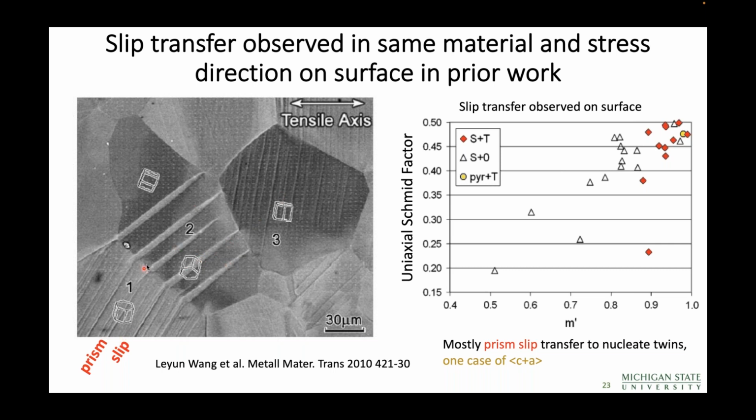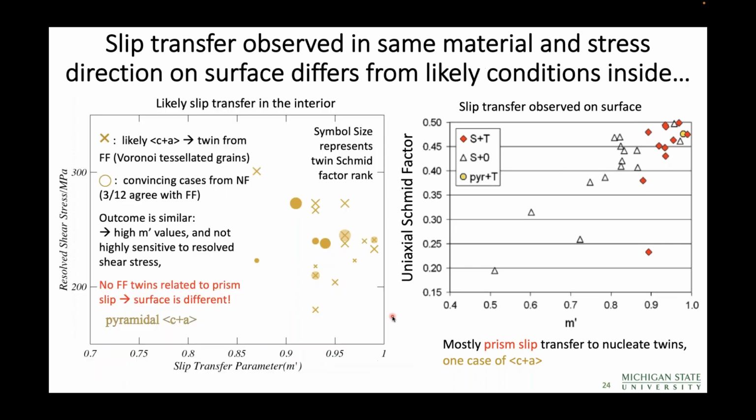This is prism slip kicking twins into action in a neighboring grain. And what we found is that if we used uniaxial Schmid factor, because that's all we have to go with, as well as M prime, we see evidence of slip transfer occurring when M prime is high and when the Schmid factor is high. And we saw mostly prism slip kicking twins into action and only one instance of C+A slip kicking twins into action. So that's really different from what we are observing on the interior.